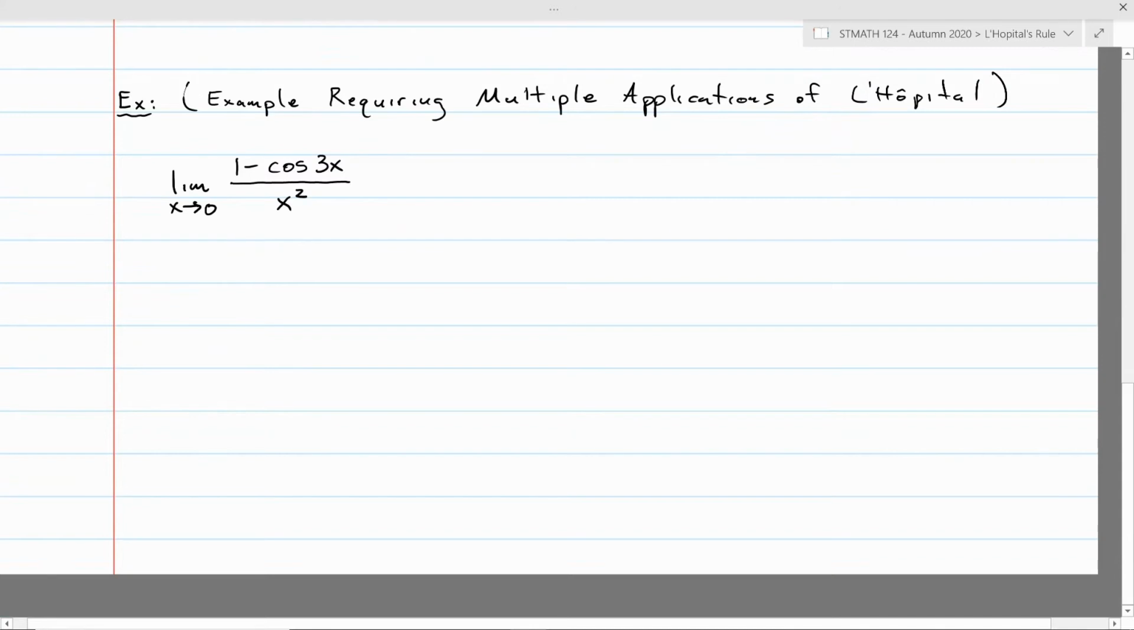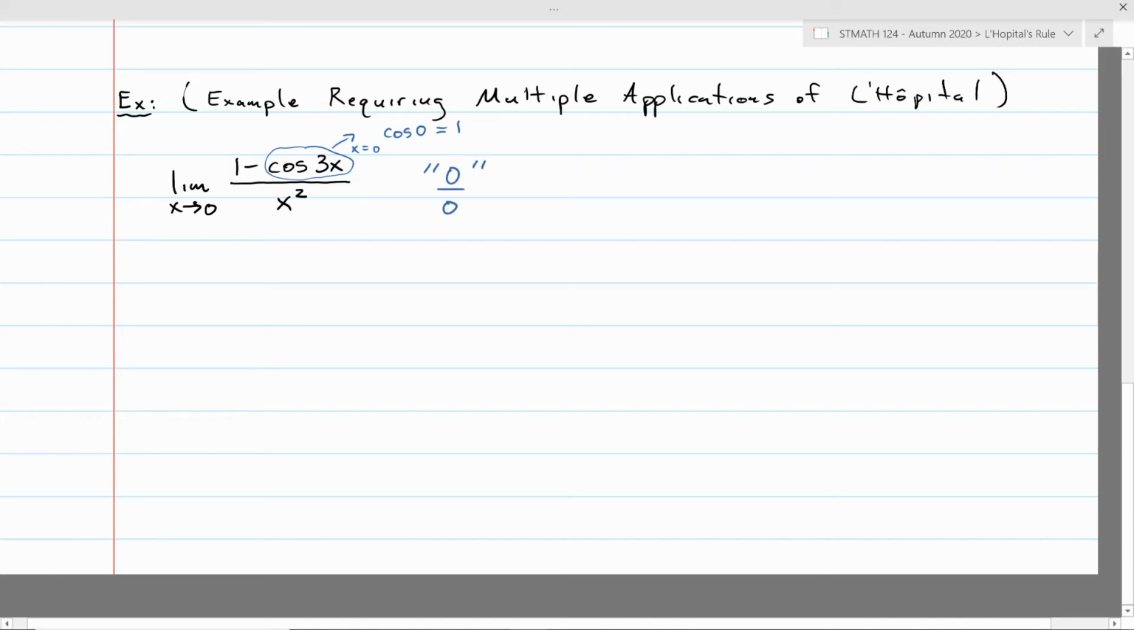So first of all, let's check that this is the kind of limit to which L'Hopital's rule applies. In other words, let's see if it's a 0 over 0 indeterminate form. So if I substitute x equals 0 in here, that cosine of 3x term, I get cosine of 0, which is equal to 1. So in the numerator there, I'm getting 1 minus 1, which is 0. And then down in the denominator, I'm getting 0 squared, which is 0.